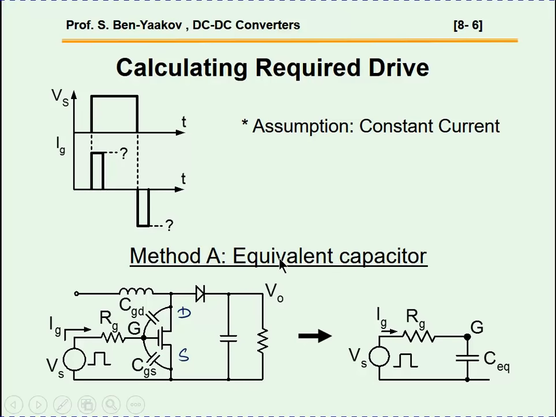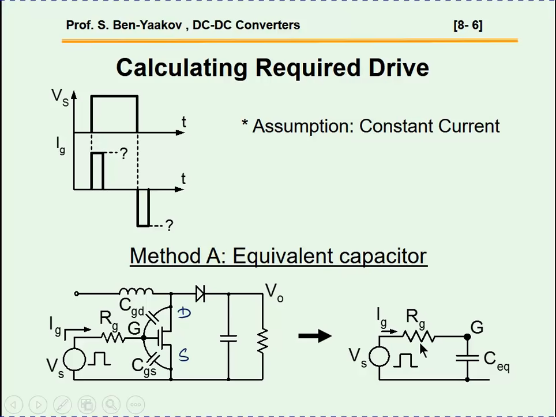And the first one is the equivalent capacitor method, which I'll talk about first. So the problem we are facing is we are asking ourselves, how much current do we have to deliver to the gate in order to turn the transistor on and off at a given time so that the transition will be during the time that we wish? So the first method, as I've said, is the equivalent resistance, capacitor.